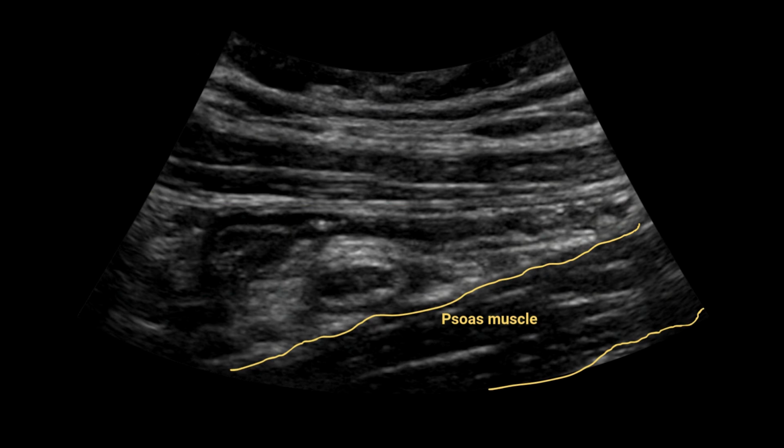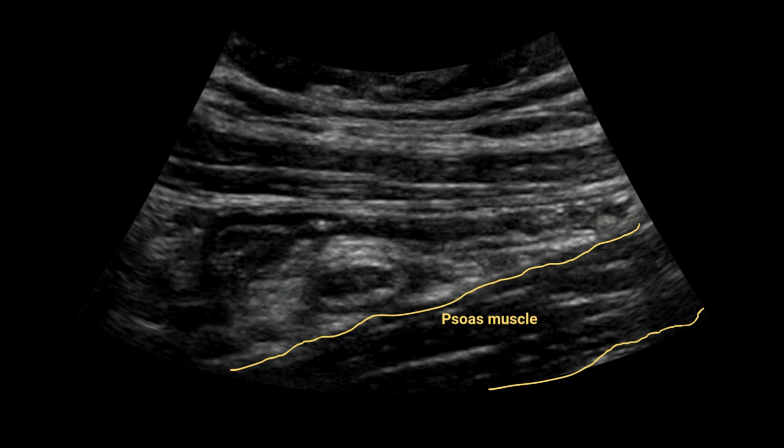The bottom layer, or the floor, is formed by the psoas muscle and the external iliac vessels. This is the most important part of the sandwich. It gives you a firm surface to scan against. The psoas muscle appears as a large, almond-shaped hypoechoic structure and acts like a backboard.